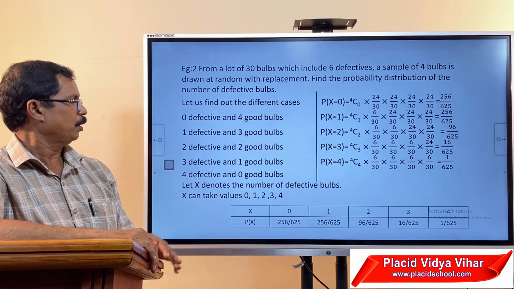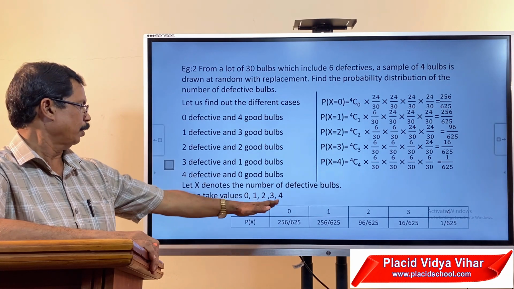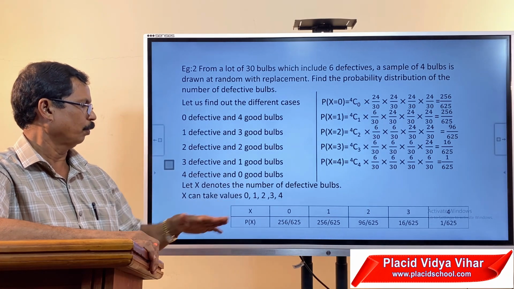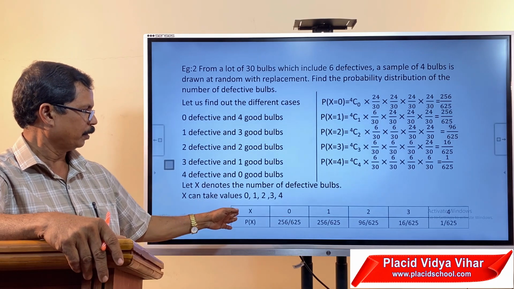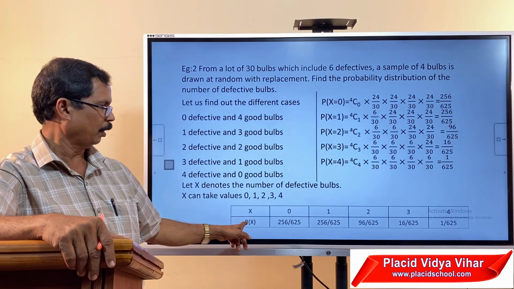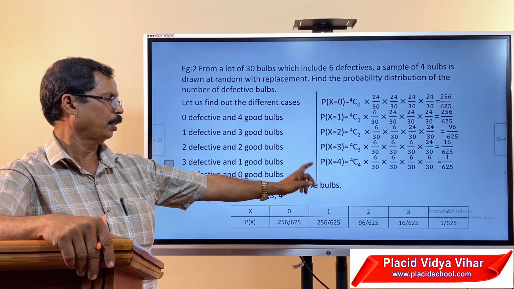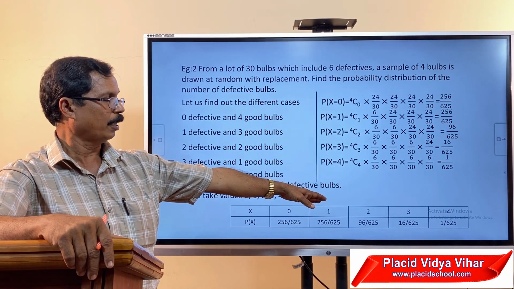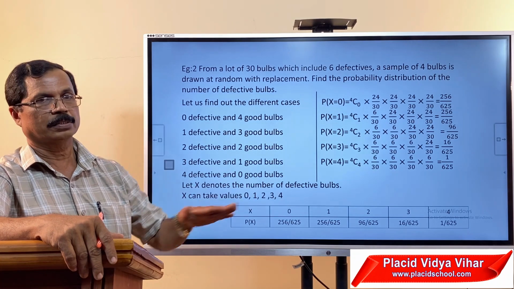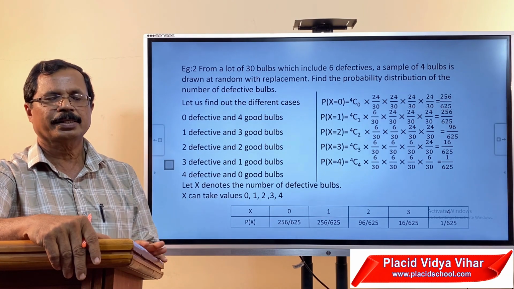So after completing all this, we come to the probability distribution. Here we can write the probability distribution like this. Let x denote the number of defective bulbs, and x can take values 0, 1, 2, 3, 4. Now you fill the table. The values of x are 0, 1, 2, 3, 4. Then the probability of x is 256 by 625, 256 by 625, 96 by 625, 16 by 625, and last is 1 by 625. Here you have to add all these, that is the total probability, and check whether it is 1 or not. It is 1, so your answer is correct.